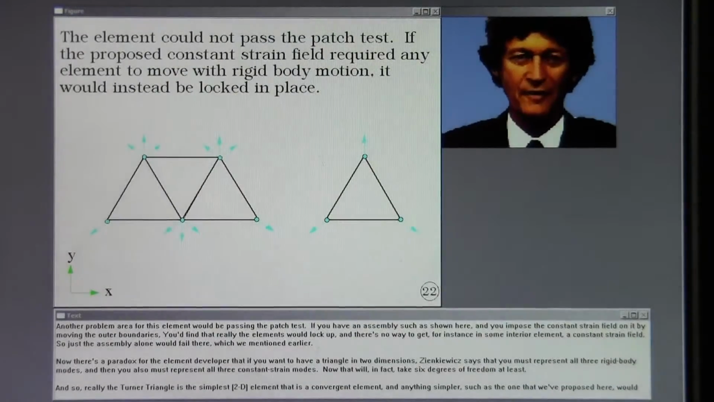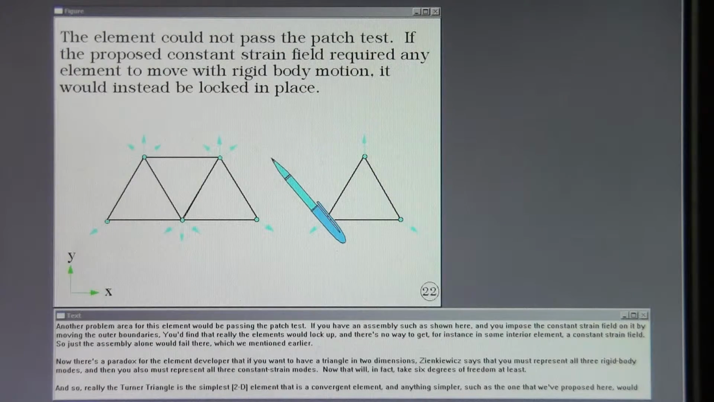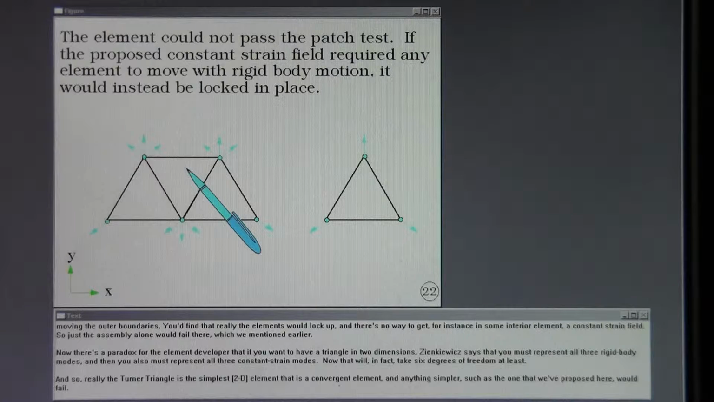Another problem area for this element would be passing the patch test. If you have an assembly such as shown here and you impose the constant strain field on it by moving the outer boundaries, you'd find that really the elements would lock up, and there's no way to get, for instance, in some interior element, a constant strain field. So just the assembly alone would fail there, which we mentioned earlier.